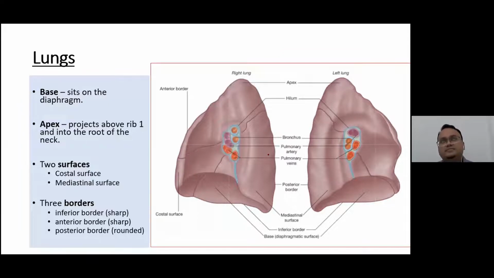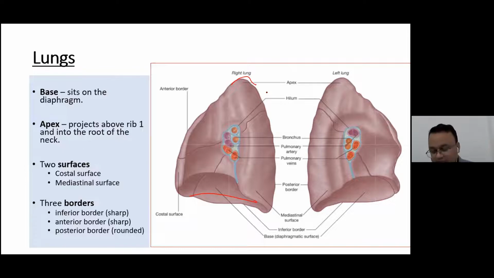The lung is a hemicone. That's how people describe it, because although it has an irregular pattern, it's considered hemicone in shape. It consists of a base, an apex, two surfaces, and three borders. The base lies on the diaphragm. Then you have the apex on top, which projects above rib 1 and into the root of the neck. So both the lung and the pleural cavity extend above rib 1, sometimes up to 3 centimeters above rib 1.